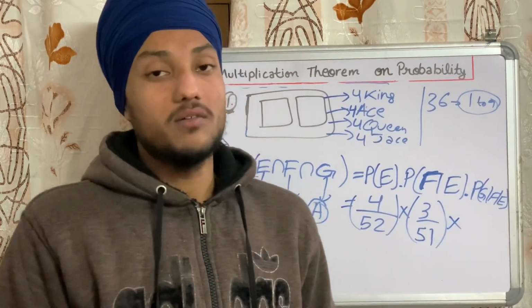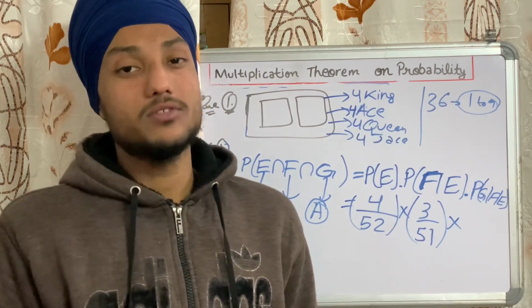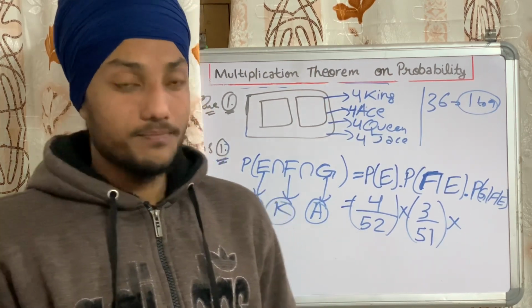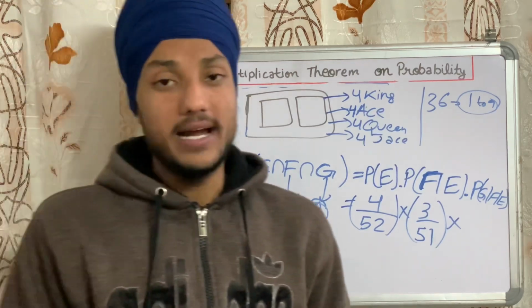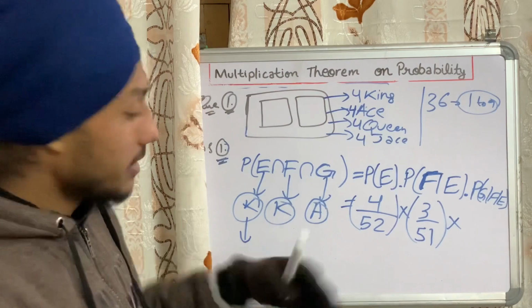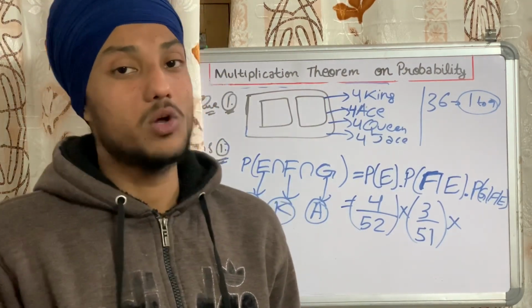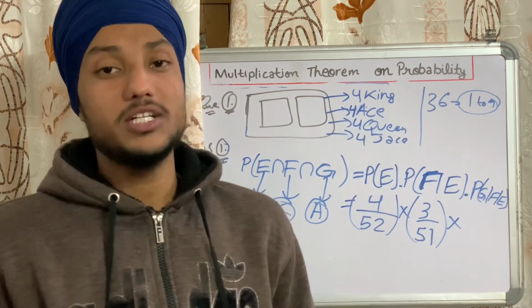Then we are going to find our next step. This is what the multiplication theorem really tells us. So this is how we get to our answer by making multiple steps. So here's the discovery of the multiplication theorem by also using conditional probability.